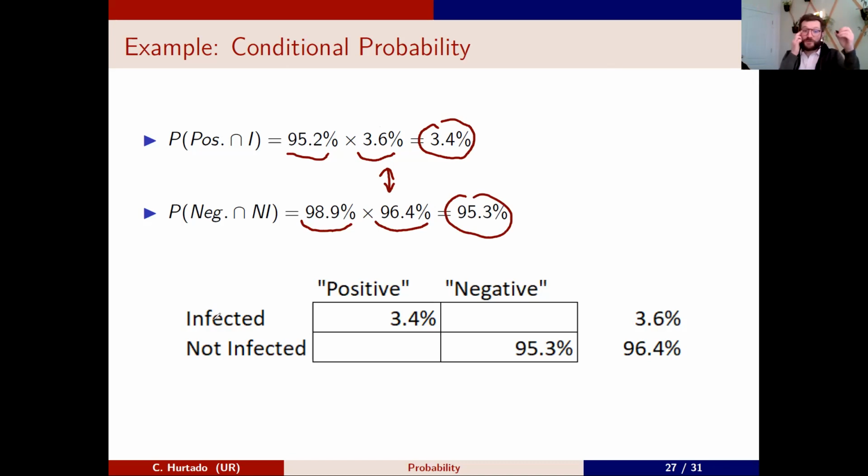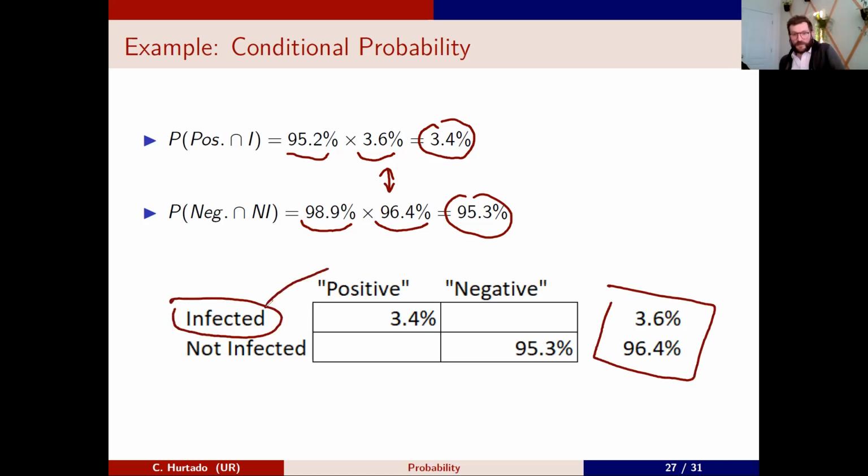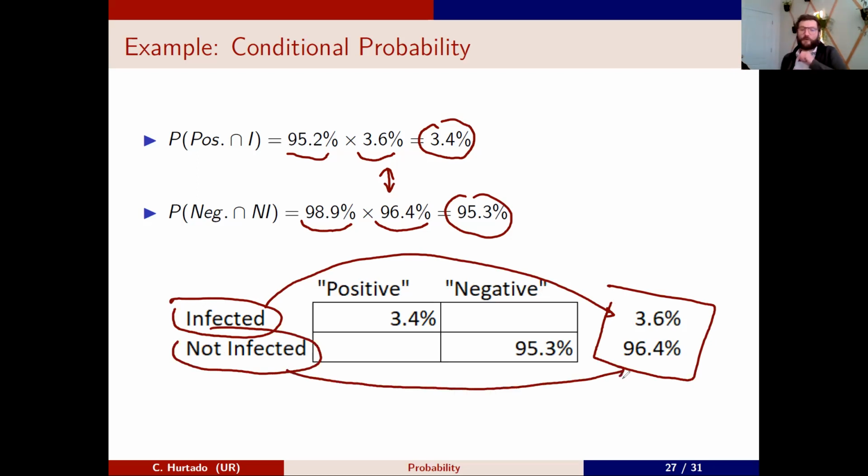On the other margin, you will find positive test versus negative test, and the marginal probabilities on these margins are equal to the probabilities of infected. So the probability of infected will be this 3.6. The probability of not infected will also be on the margin, 96.4. And now in the intersection here, we will have the probabilities of the intersection. So infected and positive is going to be 3.4, not infected and negative 95.3, and I just computed those.